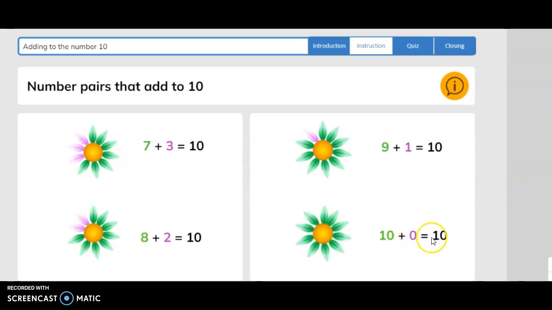10 plus 0 equals 10. We have all green petals, which are 10 green petals. We have 0 purple petals. 10 plus 0 equals 10. Okay?